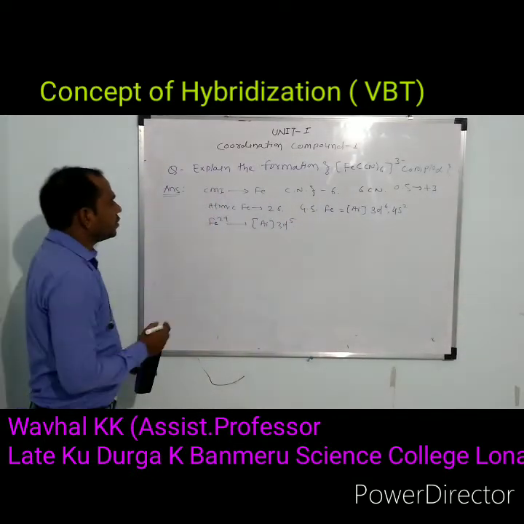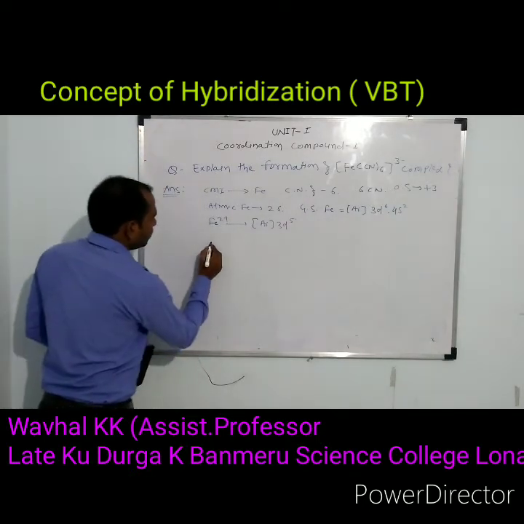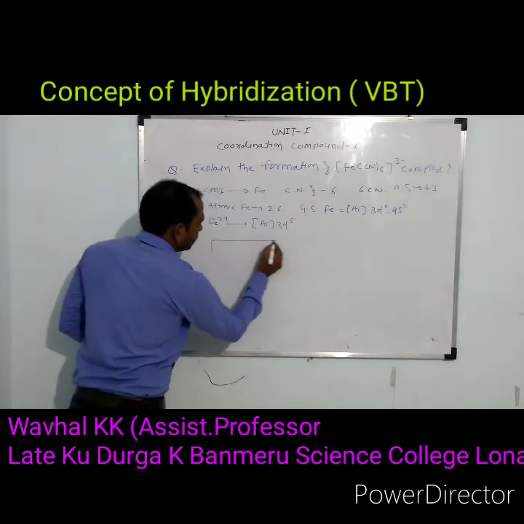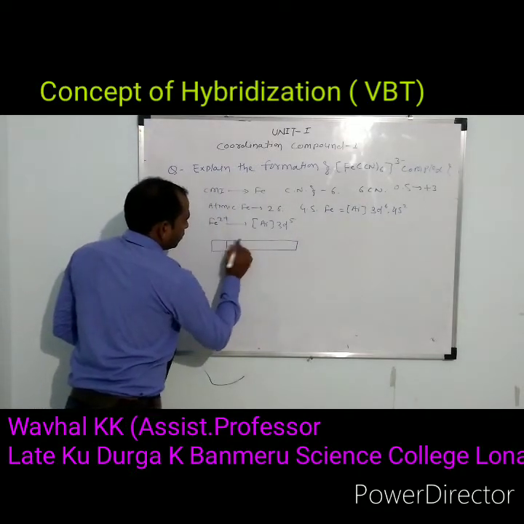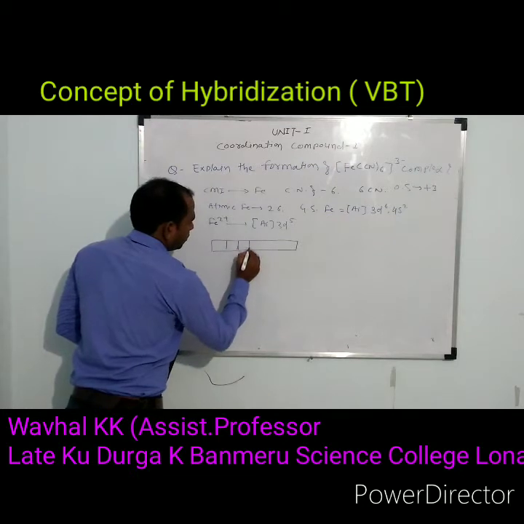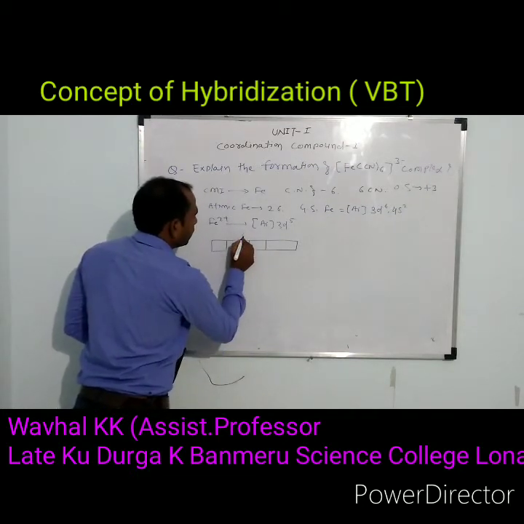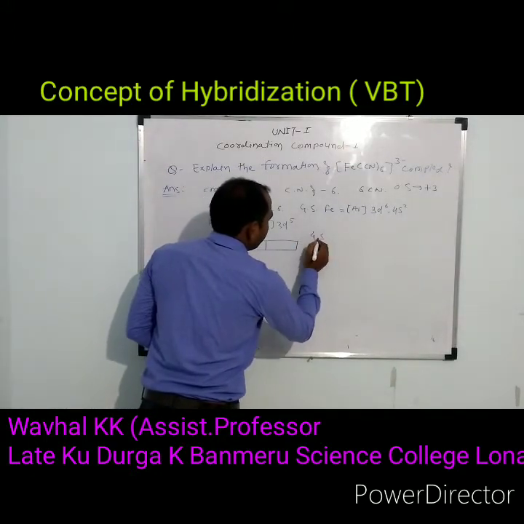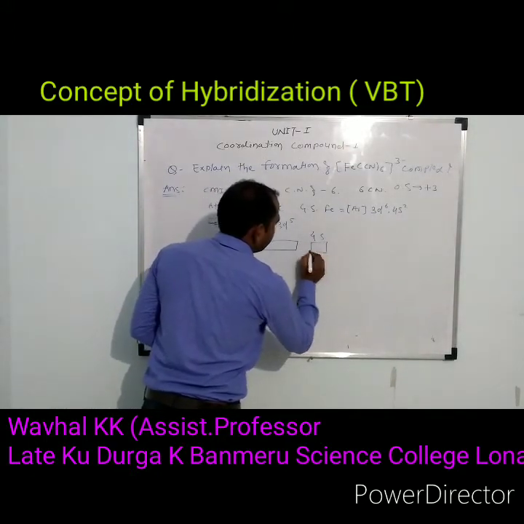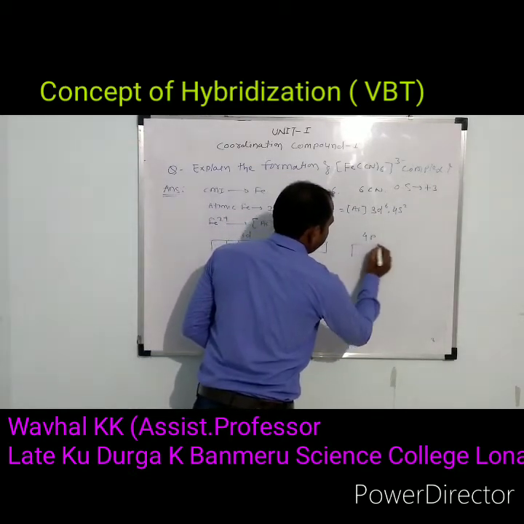Then I write a box diagram. Here 1, 2, 3, 4, 5. This is called the 3d orbital. Then 4s and then 4p.